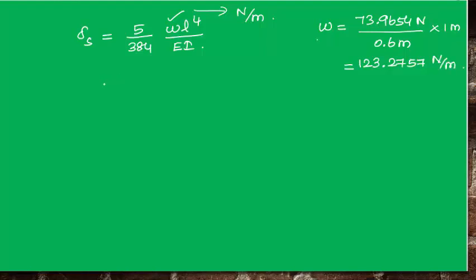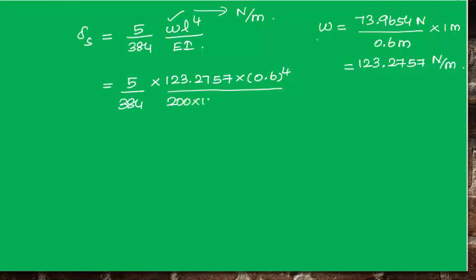So now we can substitute the UDL value here to calculate the del S. 123.2757 into length of the shaft is 0.6 meter divided by Young's modulus is 200 into 10 power 9 into I value as 7.854 into 10 power minus 9. So the del S value can be obtained as 1.3243 into 10 power minus 4 meter.